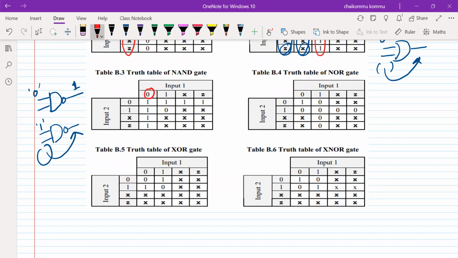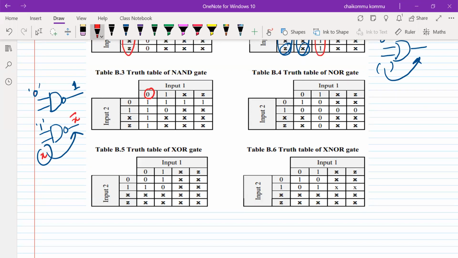Similarly, in the first case also, if any one of the inputs is equal to logic 0, the output does not depend upon the other input, and all the outputs are logic 1. Similarly, if logic 1 is the input signal here, the output will depend upon the complementation. Whatever X may be, X bar will be the output that you will get. That's what we can see.